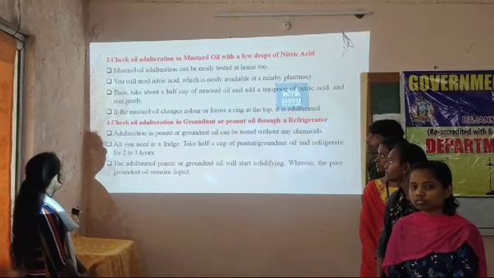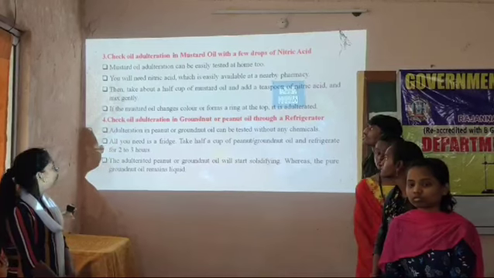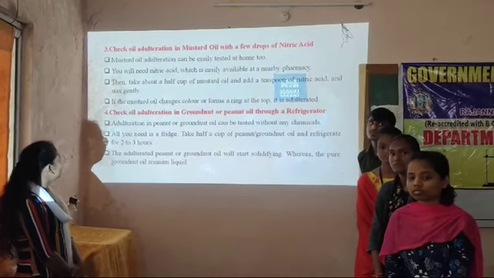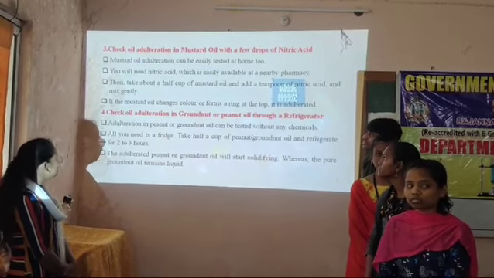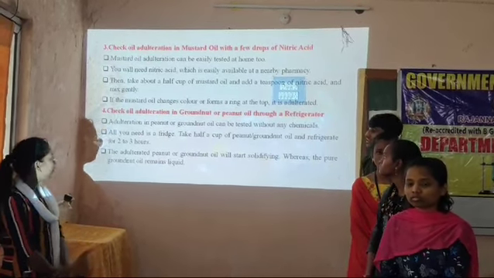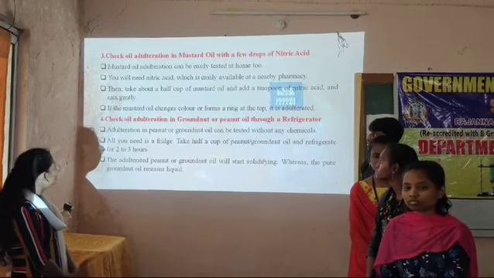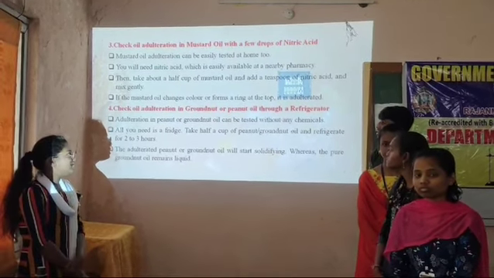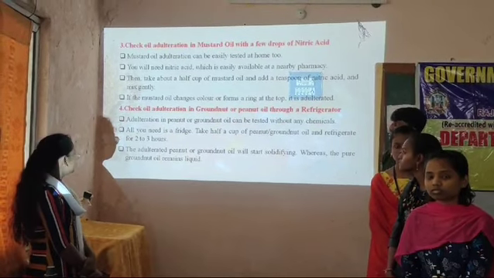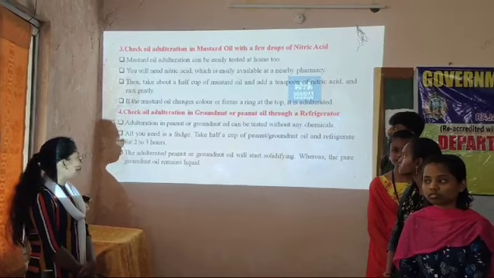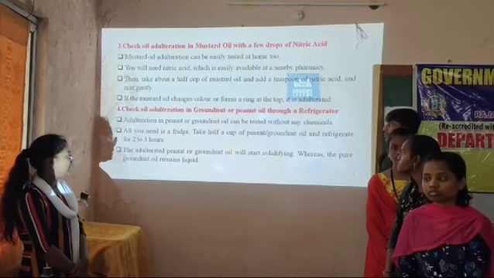Check the oil adulteration in mustard oil with a few drops of nitric acid. Mustard oil adulteration can be easily tested at home too. You will need nitric acid, which is easily available at a nearby pharmacy. Then take about half a cup of mustard oil and a tablespoon of nitric acid and mix gently. If the mustard oil changes color or forms a ring at the top, it is adulterated.